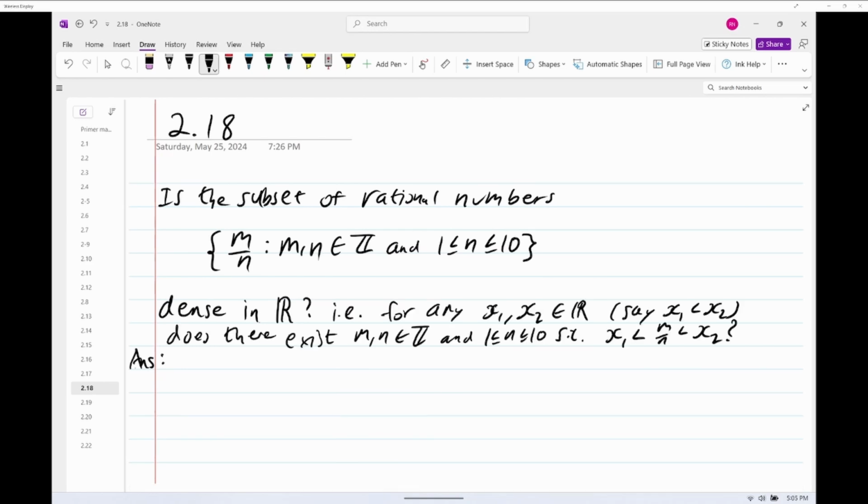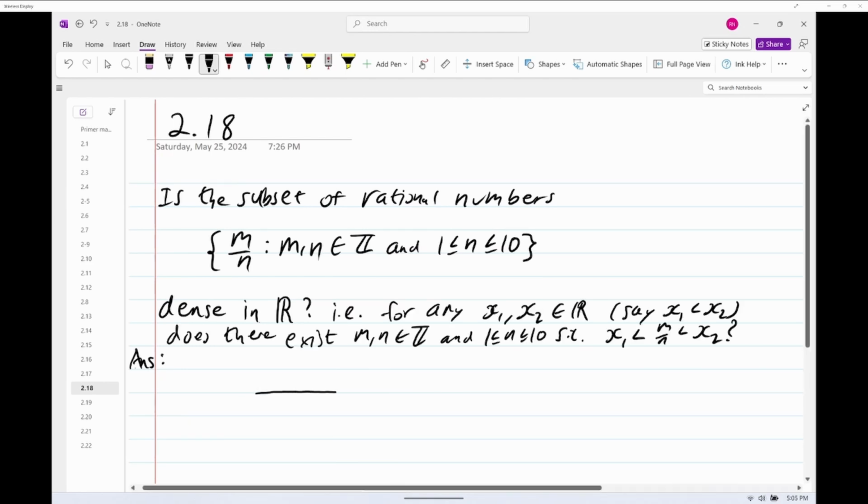Does there exist an n between 1 and 10 such that between the two of them exists m over n? Okay. What do you think?